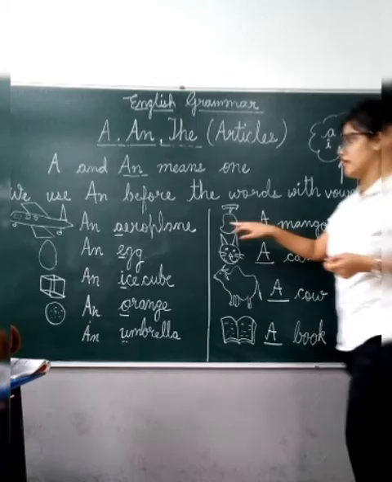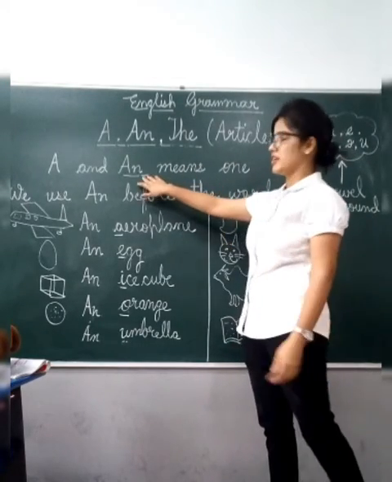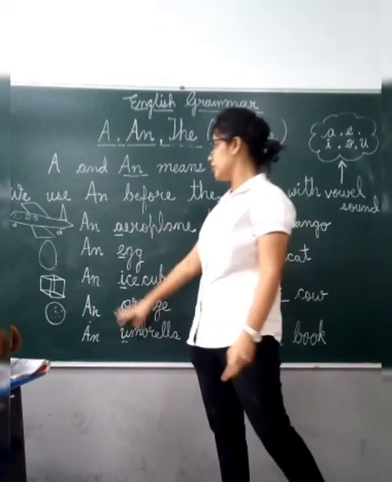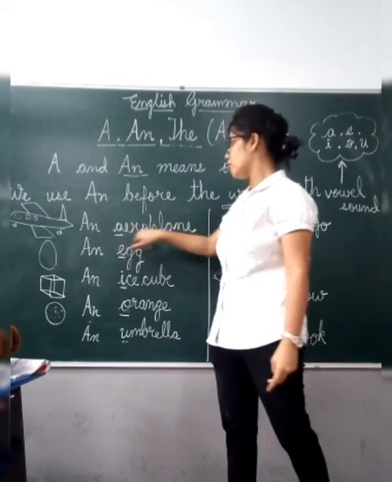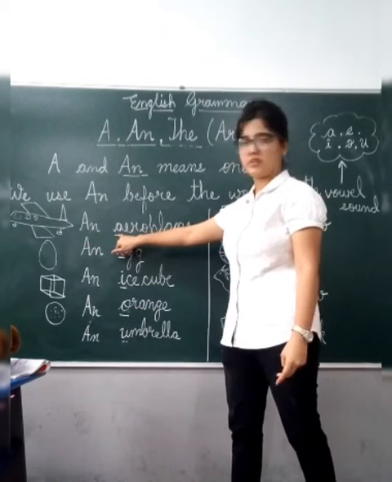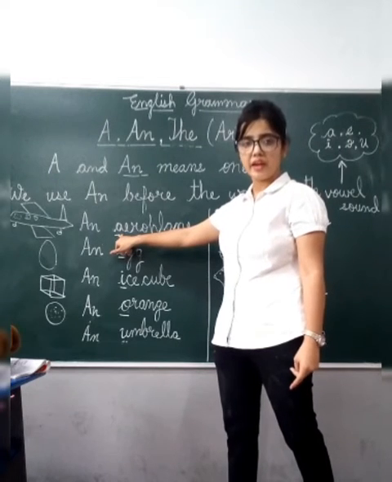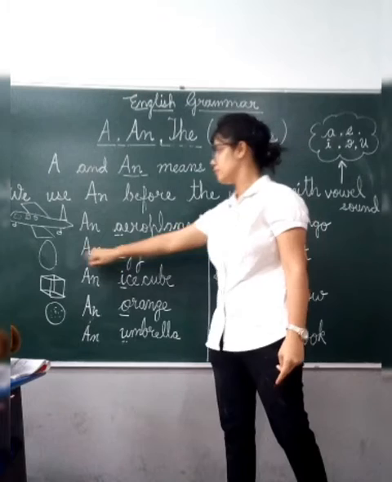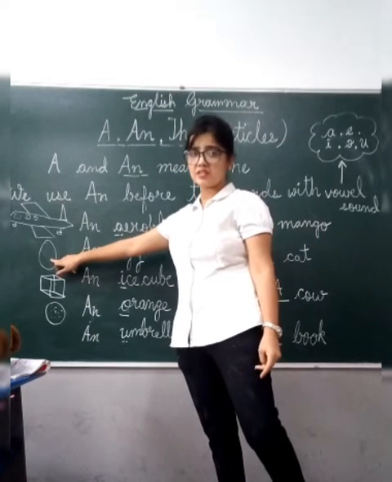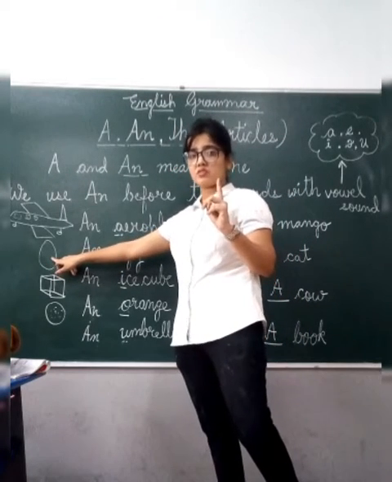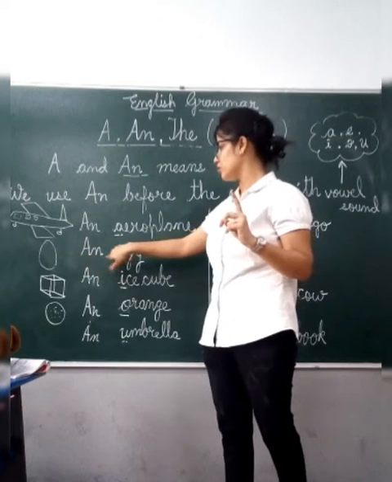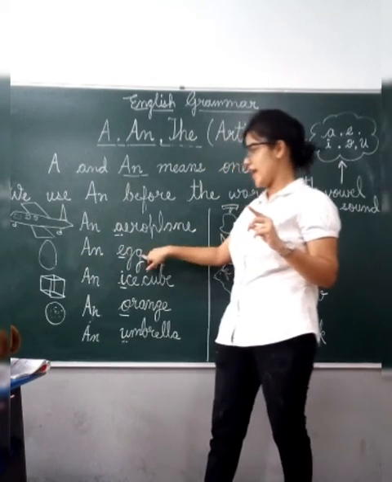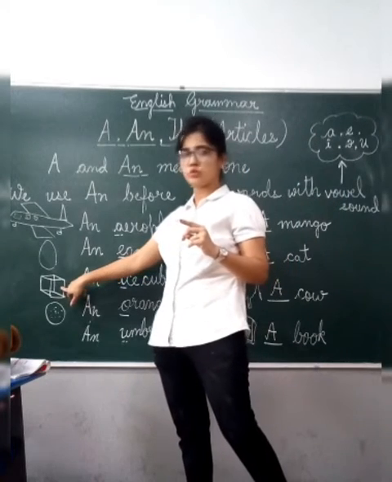Okay, now let's see which are the words which start with vowel sound. Here are the aeroplane. It starts with A, so before it we will use an. Now, how many eggs you can see? This is one egg. So, for one egg, we will use an. An egg. How many ice cubes you can see? This is one ice cube.